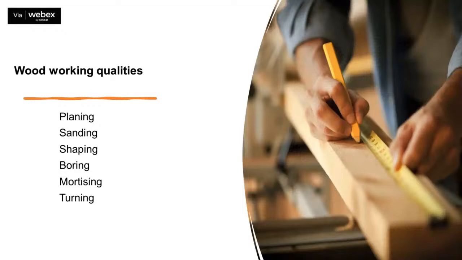When we talk about structural application, we always look into the physical and mechanical properties. But when you talk about wood handicrafts, mechanical properties are not that important as compared to wood quality parameters. So there are 6 parameters that have been recommended to evaluate before suggesting a species. They are planing, sanding, shaping, boring, mortising, and turning.